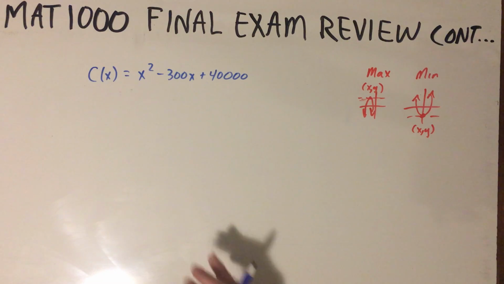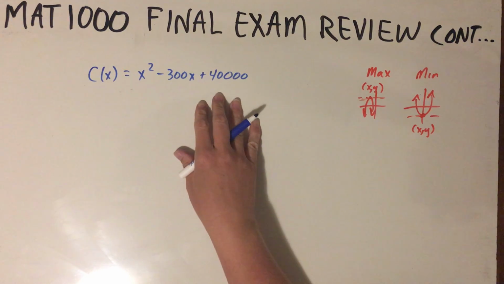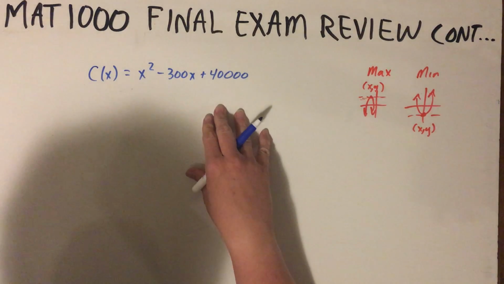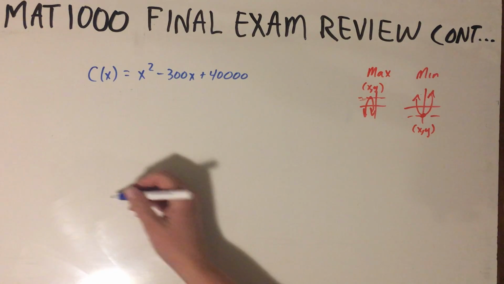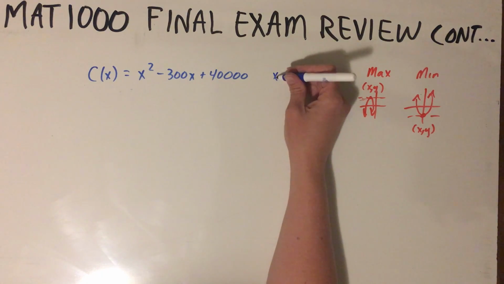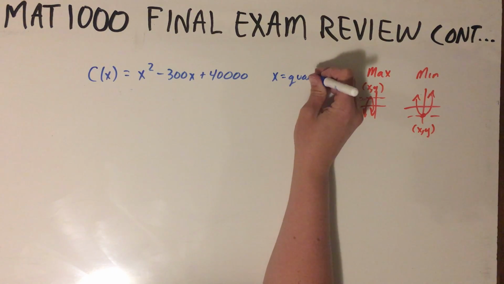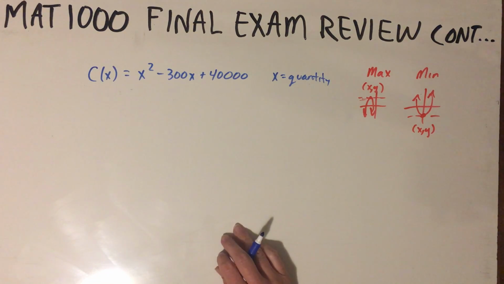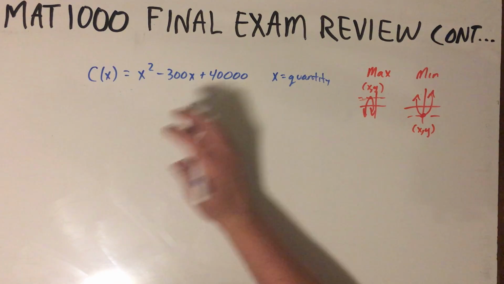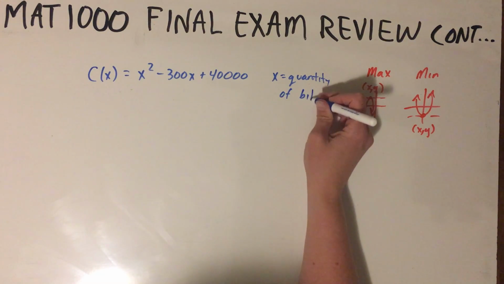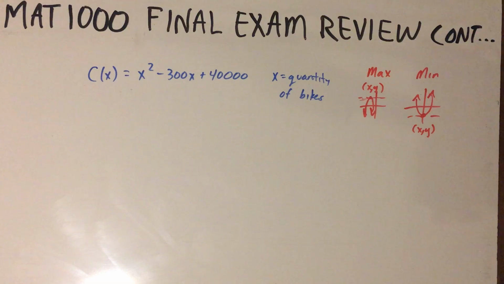Again, these represent variable costs and non-variable costs. It'll say here that x represents the quantity of whatever the product is. So say I'm making bikes. So x represents the quantity of bikes that I would make. Okay, so I want to know the minimum number of bikes.